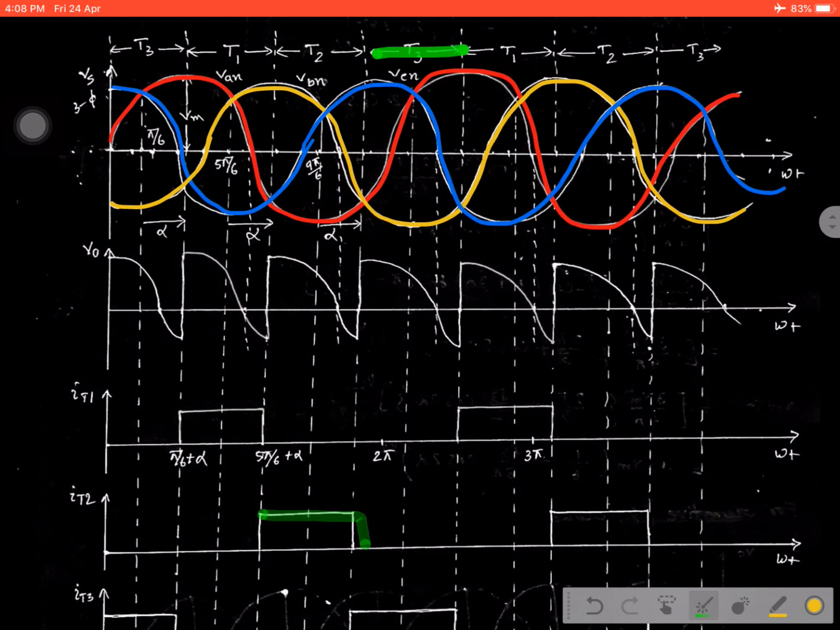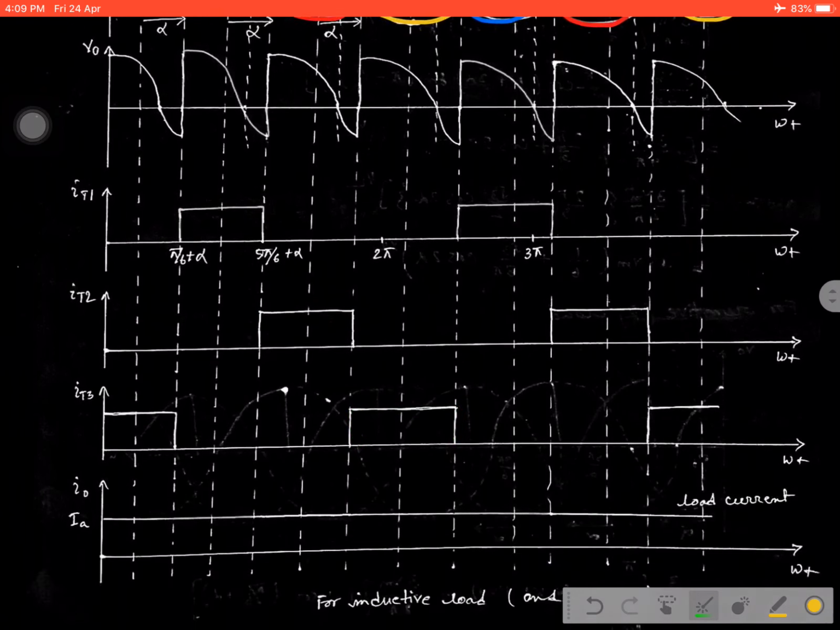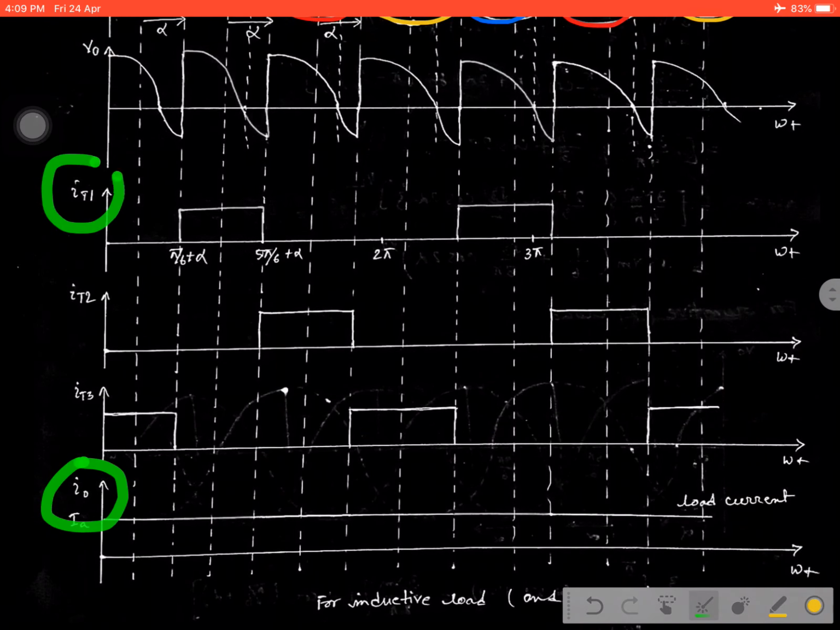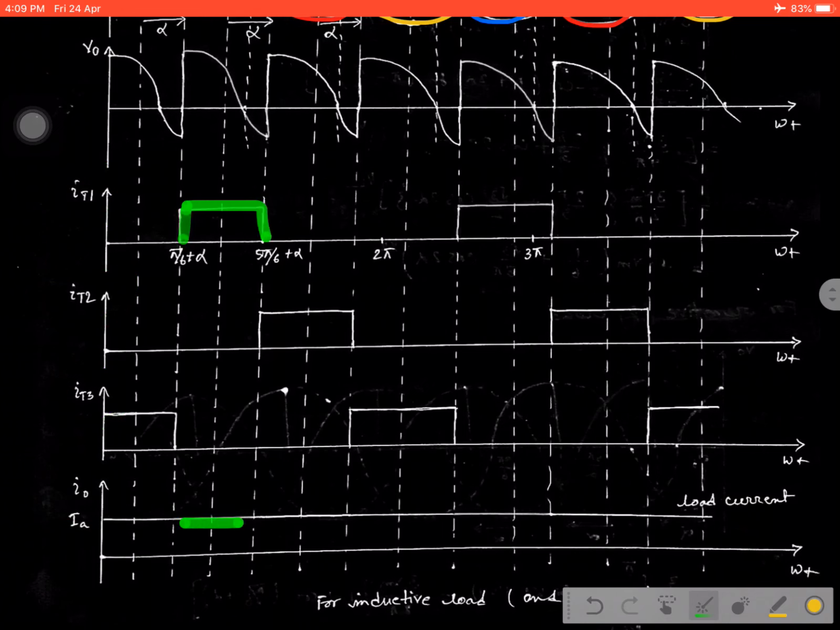Similarly, for IT3, that will be again reflected on this axis, right? And as we know, I0 is equal to the summation of the three currents, IT1, IT2, IT3. That is why if we sum the waveforms of IT1, plus IT2, plus IT3, it will give almost a DC current across the load. Okay, so this is all about the rectification operation.